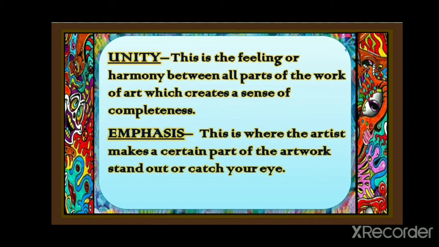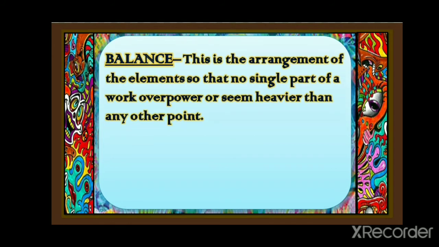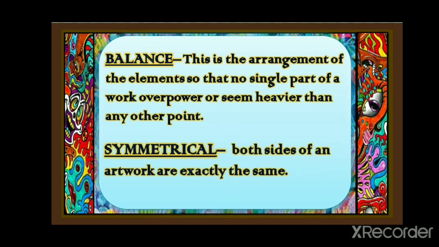And the emphasis. This is where the artist makes a certain part of the artwork stand out or catch your eye. Next is balance. This is the arrangement of the elements so that no single part of the work overpowers or seems heavier than any other part. In symmetrical balance, both sides of an artwork are exactly the same.